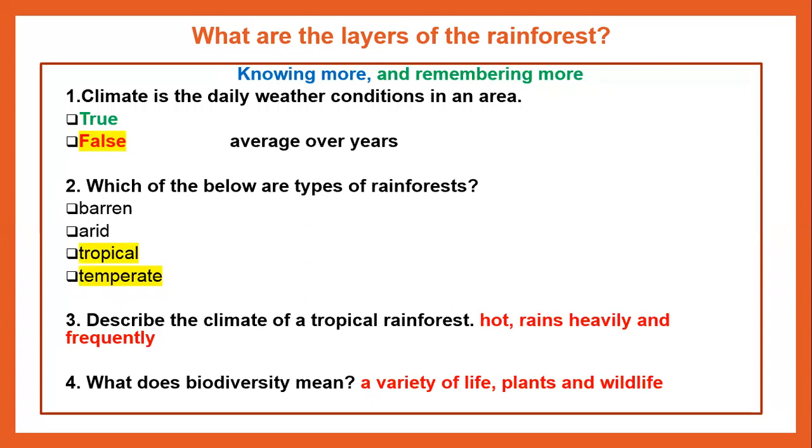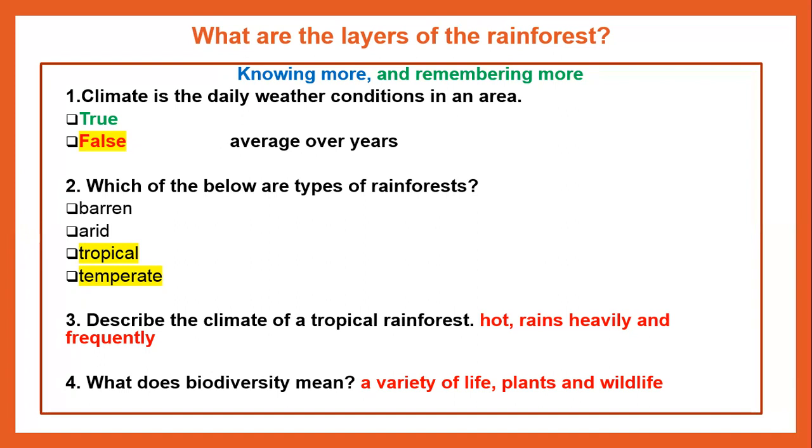Excellent. Well done if you were able to remember and recall our learning from our previous lesson. Number 1, the climate is the daily weather conditions in an area. That is actually false. The climate is measured as an average over a period of years. Question number 2. So we learned in our last lesson that there are 2 different types of rainforests, a tropical and a temperate rainforest. So well done if you were able to recall that it was a tropical and temperate rainforest.